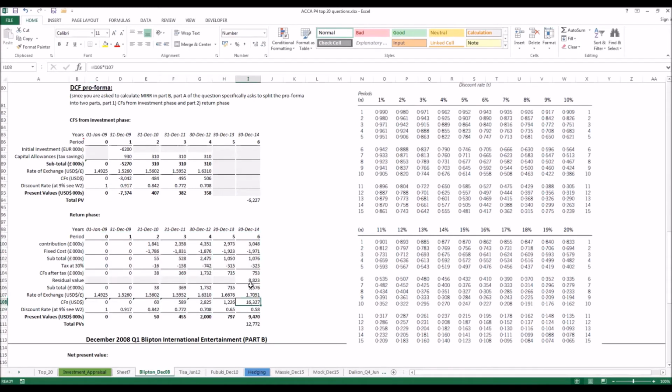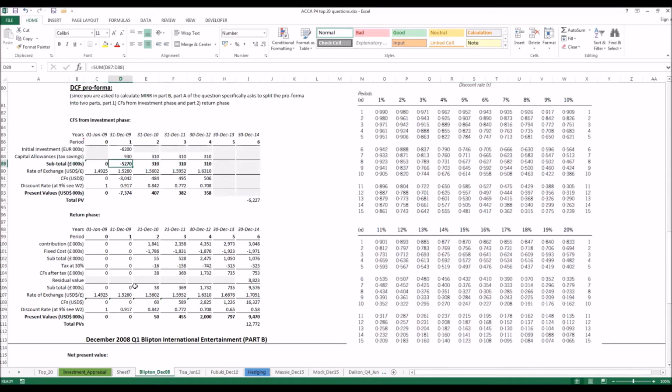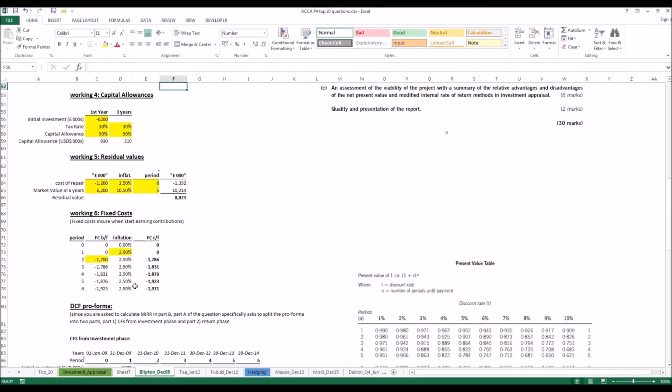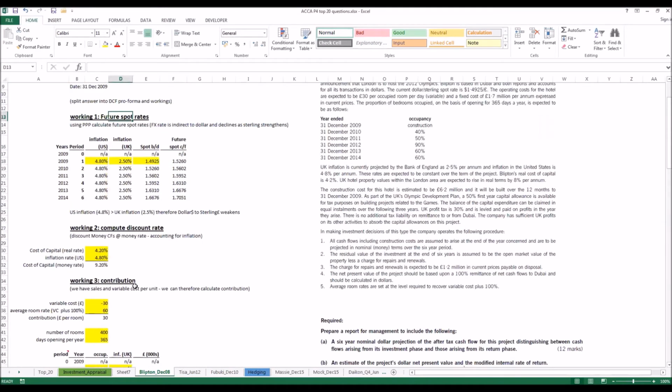So we then get the total cash flows after tax, 38, 369, 1.7 million, 735,000, 9.5 million. And we convert it from pound sterling into US dollars using the future rates that we used here for the purposes of calculating the cash flows from investment phase, which we took in turn from our workings in working 1, future spot rates.